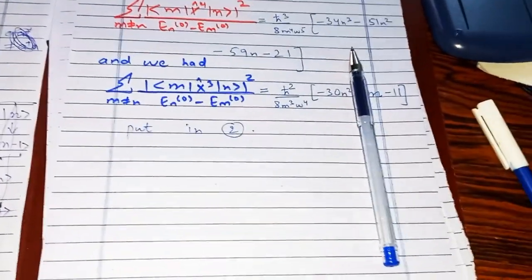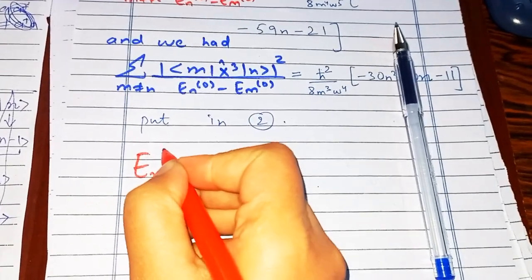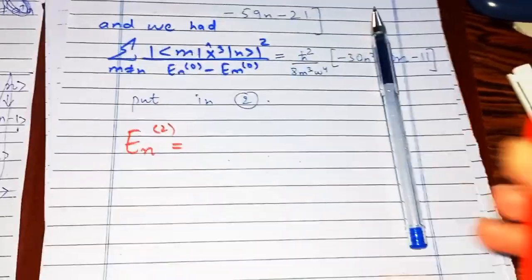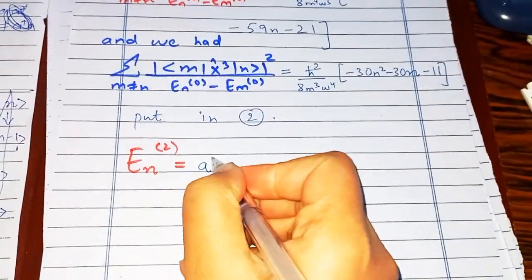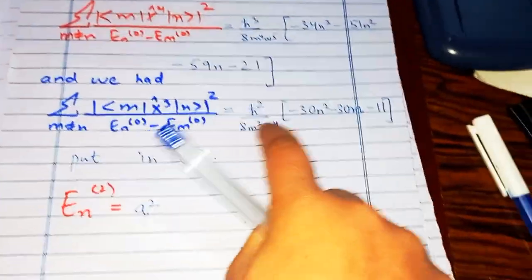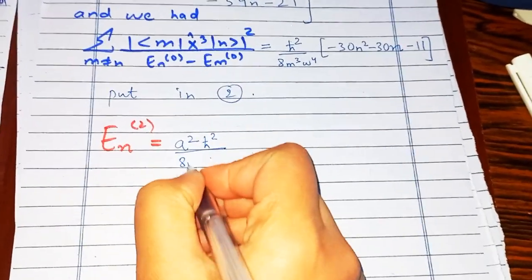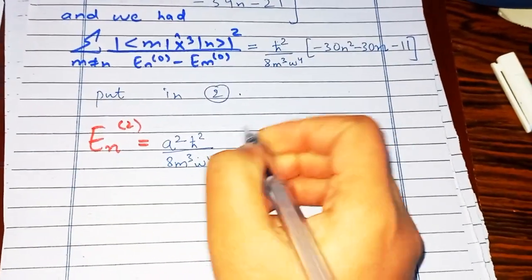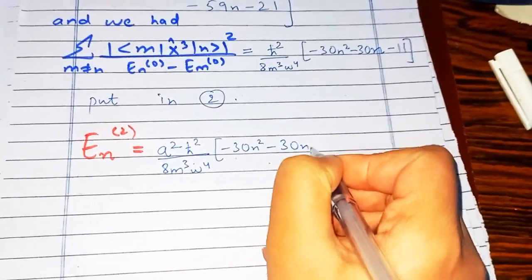It's E_n², the second order energy correction, that is equal to a square. Okay, first is a square times this result, which is this. So let us write it, ħ square divided by 8m cube ω⁴, and we have minus 30n square minus 30n minus 11. Then we have this plus sign, plus b square.